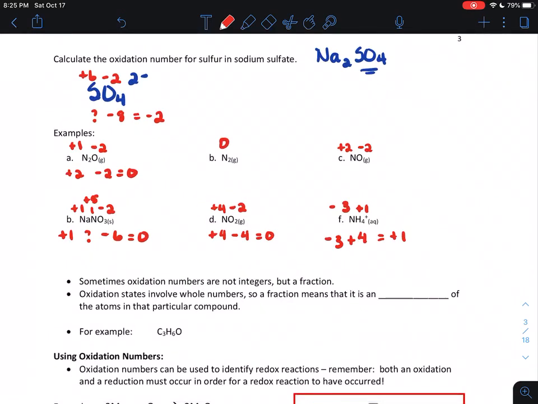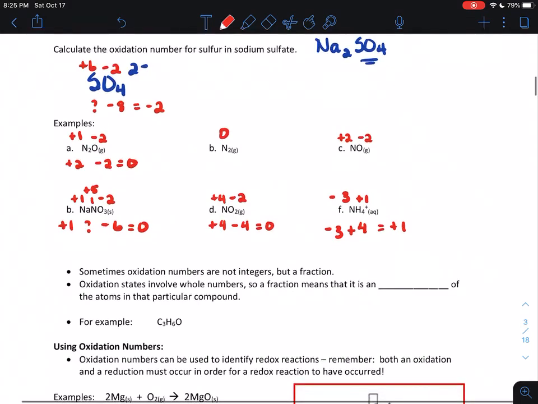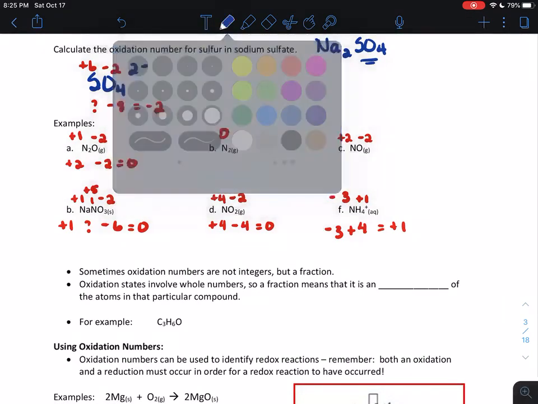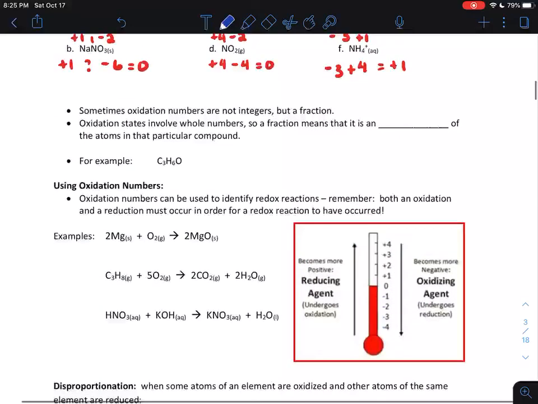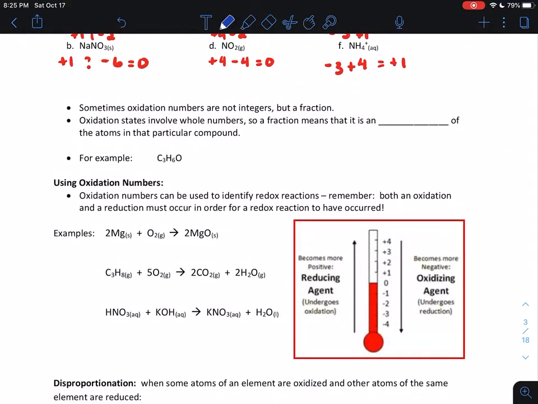before we get you to do a little bit of work is calculating the oxidation, basically to figure out that sometimes the oxidation numbers can be fractions, and it's not as bad as it looks, actually. So it says sometimes oxidation numbers are not integers, but a fraction. Oxidation states involve whole numbers, so a fraction means that it is an average of the atoms in that particular compound. So basically what's going to happen if we have a fraction is all of the atoms of whatever they are, they're not sharing the electrons equally.